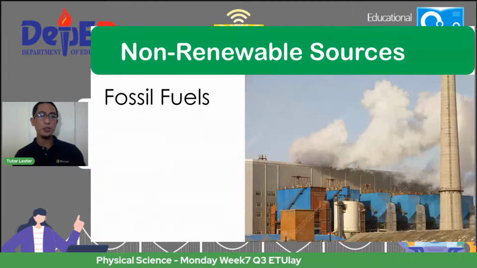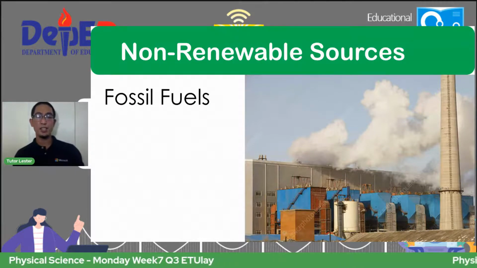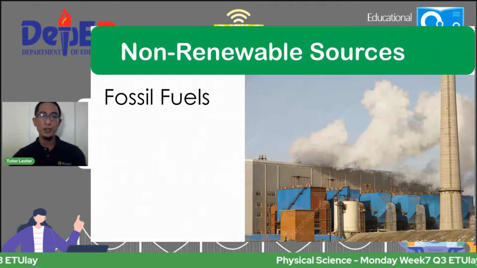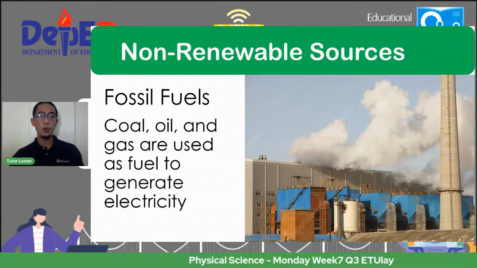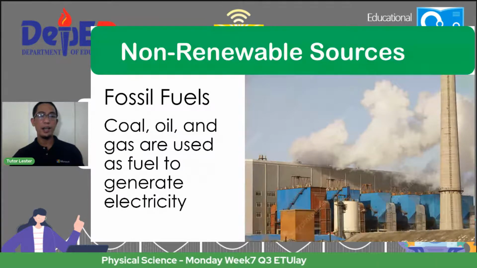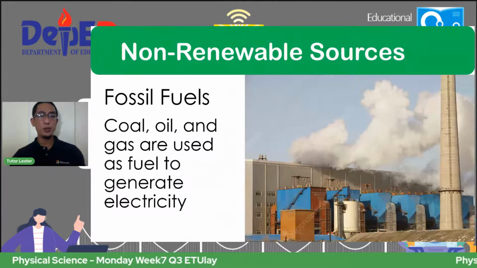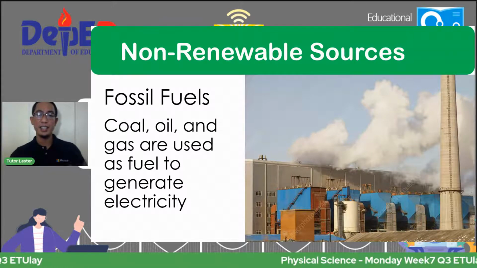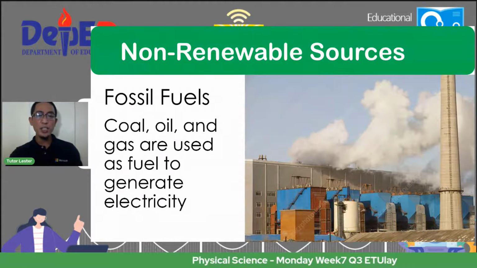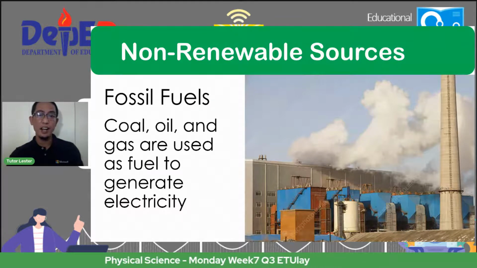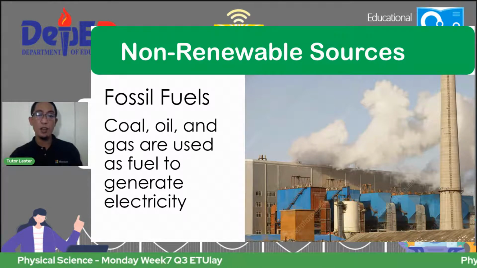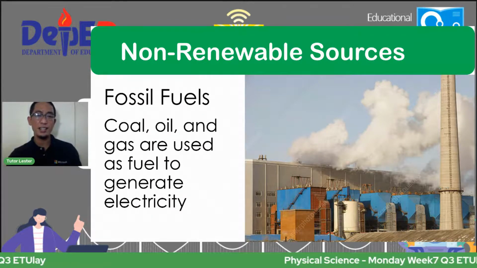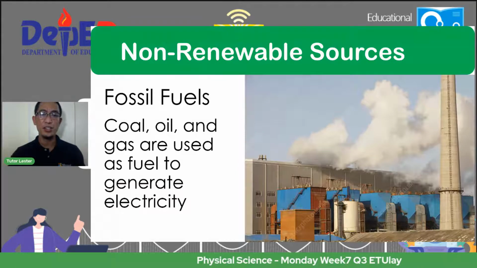So now we'll proceed to the non-renewable sources. So ito pong non-renewable sources, this includes the following. We have coal, oil, and gas. These are being used as fuel to generate electricity. These coal, oil, and gas are called fossil fuels. These have been formed over the last 600 million years.